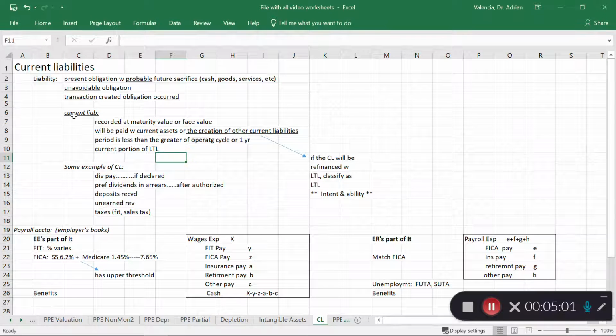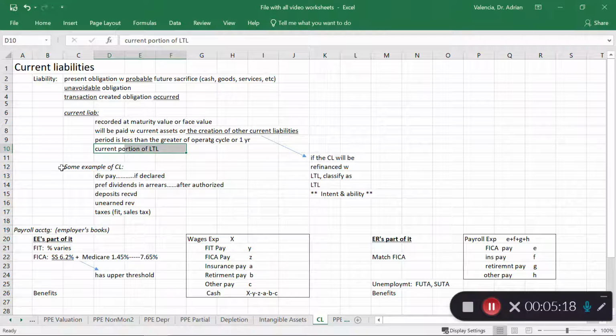What's also included as a current liability? Any current portion of long-term debt. So if you owe some monies on a long-term basis, but part of it is coming due in the short term, then that part needs to be partitioned out and detailed.